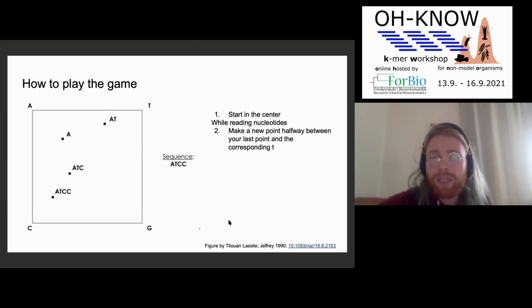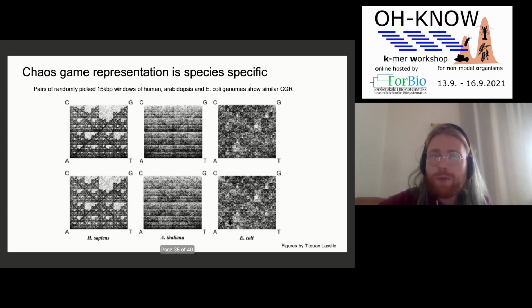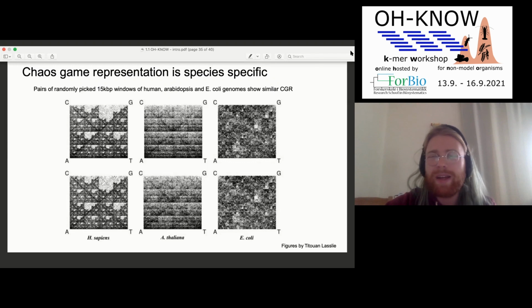So this is just a game. And what is it for? Well, it's actually really bizarre, but if you do it for like 15,000 nucleotides, so if you take random pieces of the human genome or Arabidopsis genome and do these pictures, they're remarkably similar within the genome and remarkably distinct between genomes. So these are randomly selected 15 kb windows in Homo sapiens, Arabidopsis thaliana, and E. coli, and look how different the images are, but how similar they are within the genome.